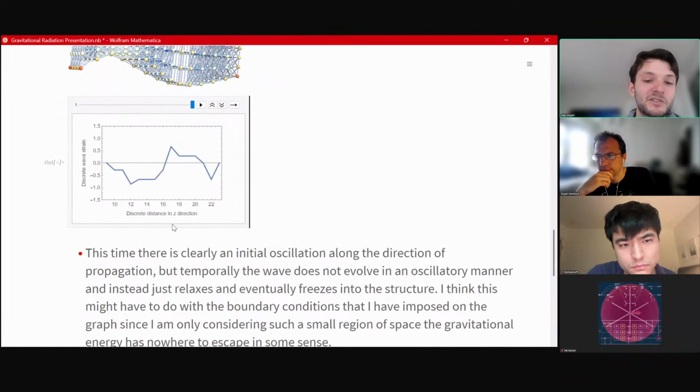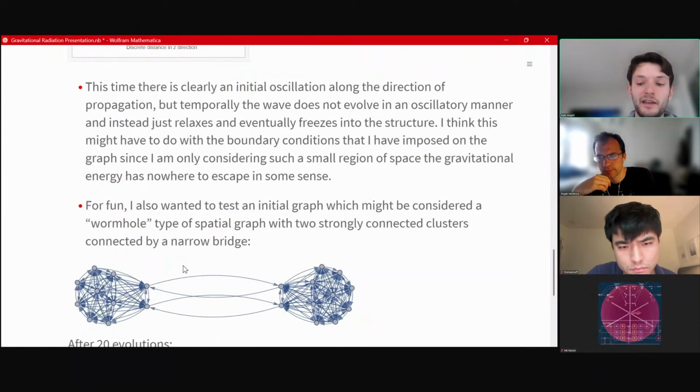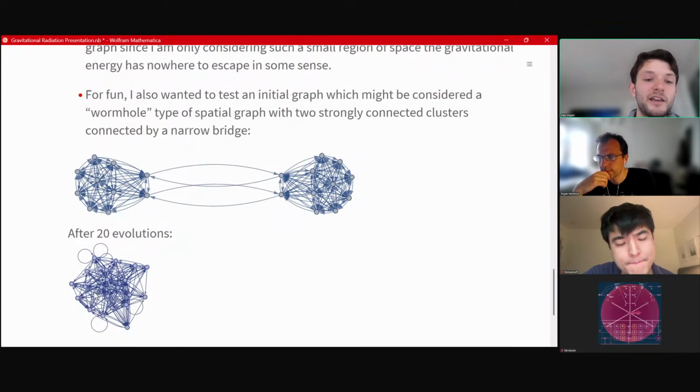So just for fun, I also wanted to see what would happen if I started with a kind of wormhole-like structure. So I started with these two strongly connected clusters that were connected only by this narrow bridge, just a pair of edges going back and forth. And so after 20 evolutions, I was kind of pleased with the results that the clusters just combined with each other.